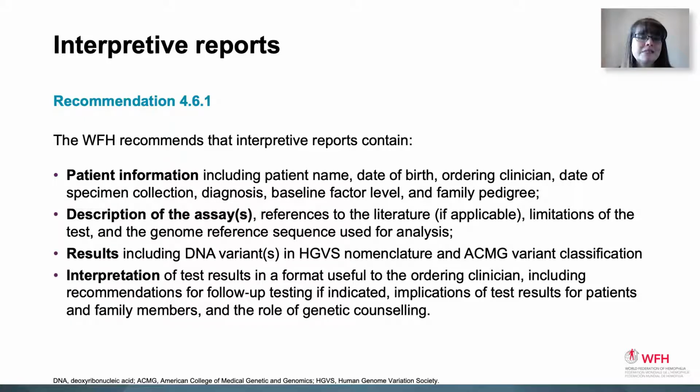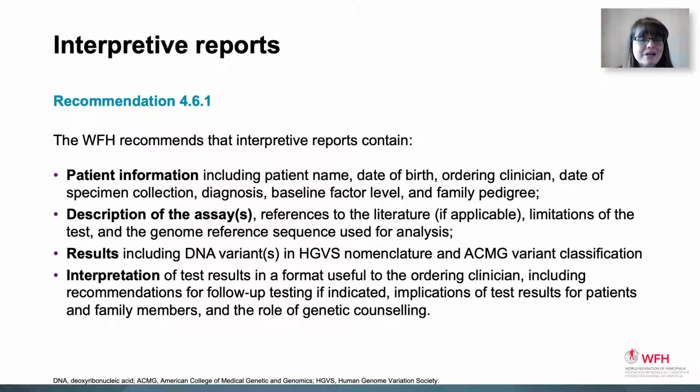Reports should include a description of the assay, and this is quite common to be in the footnote of a report, so it doesn't detract from the message of the report to the clinician. The description should include references to the literature if this is applicable. It should also include the limitations of the test and any limitations in the methodology. There should also be the genomic reference sequence that has been used for analysis, and this should be described on the report, as the genomic reference sequences can vary again over time.